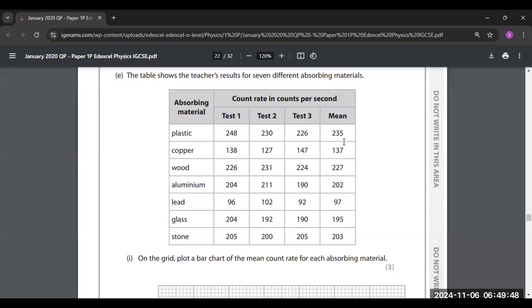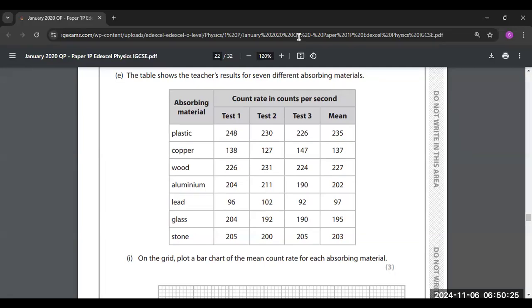Lead is the best absorbing material. If the material is absorbing the gamma radiation, the mean count should decrease. The radioactivity should decrease because the gamma rays are being absorbed. So if the gamma rays are being absorbed, our radioactivity should be decreasing. So lead is the best absorber because the count is the lowest after lead. So the student is incorrect.